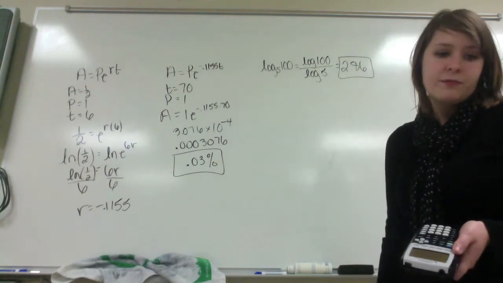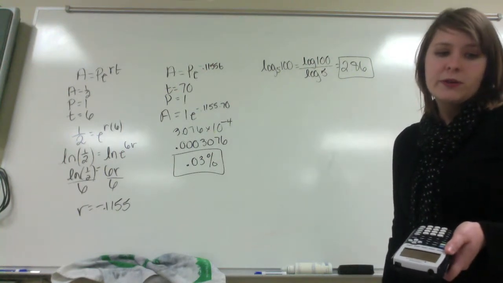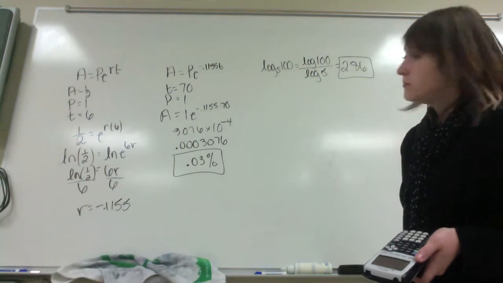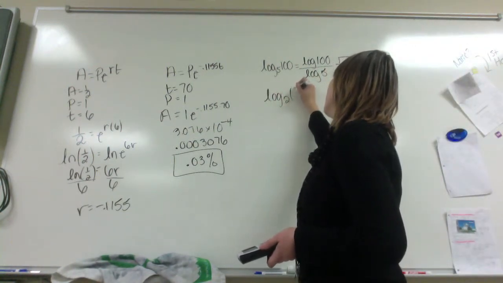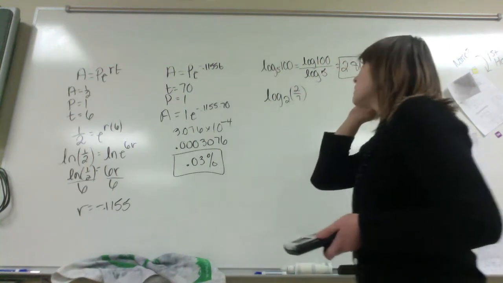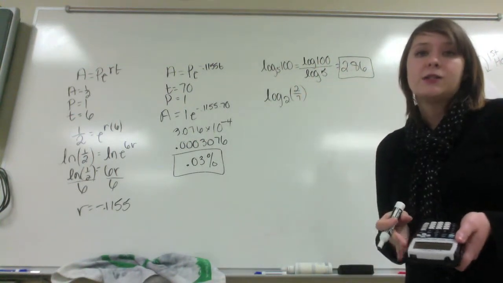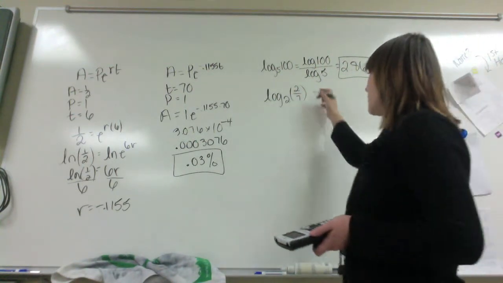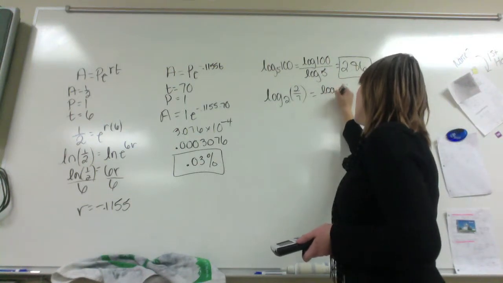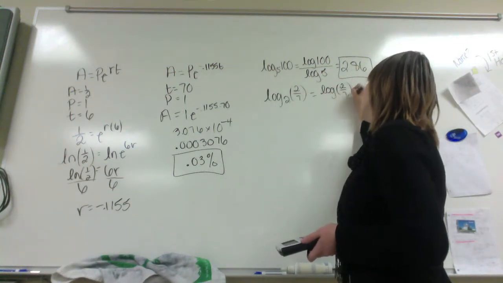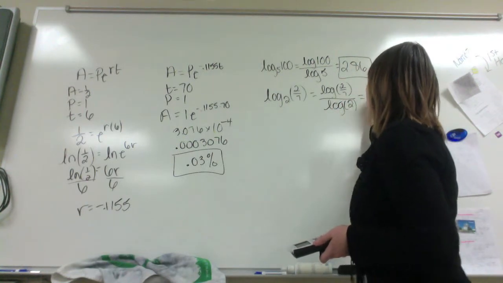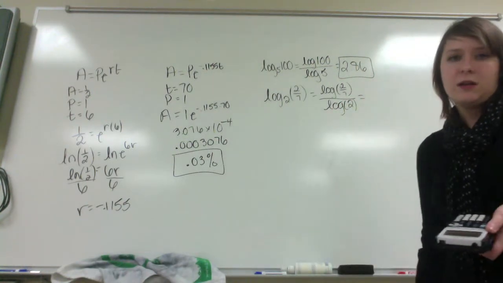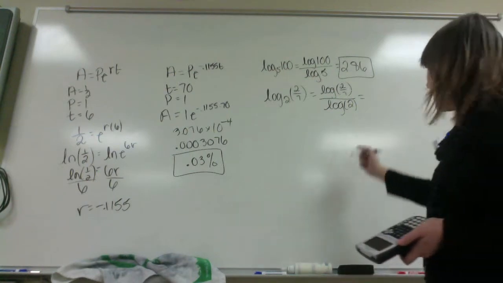Okay, the next one, I've got log base 2 of 2/7. So again, I can just use my change of base formula. So I'll have log of 2/7 over log of 2. If I plug that into my calculator, I get negative 1.8.